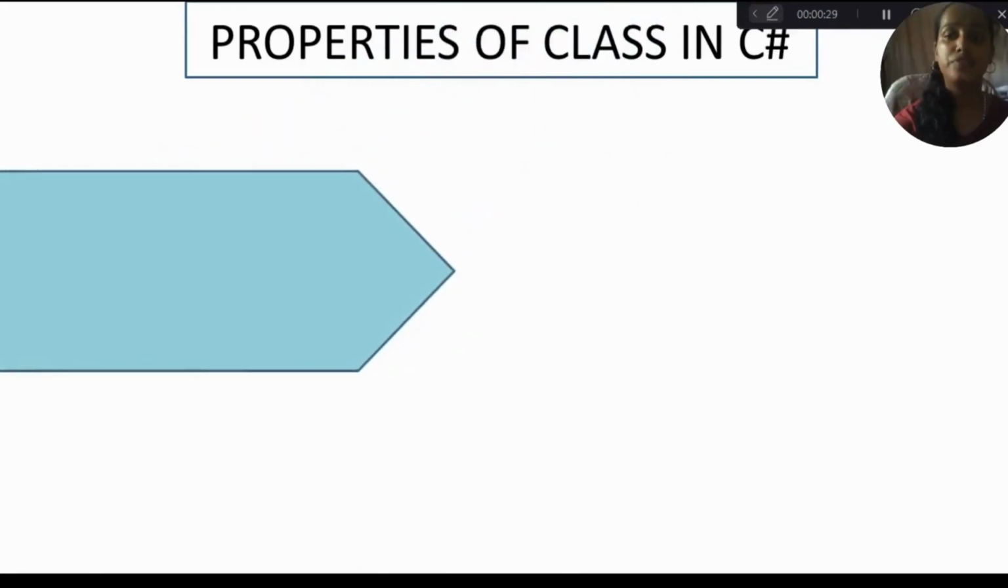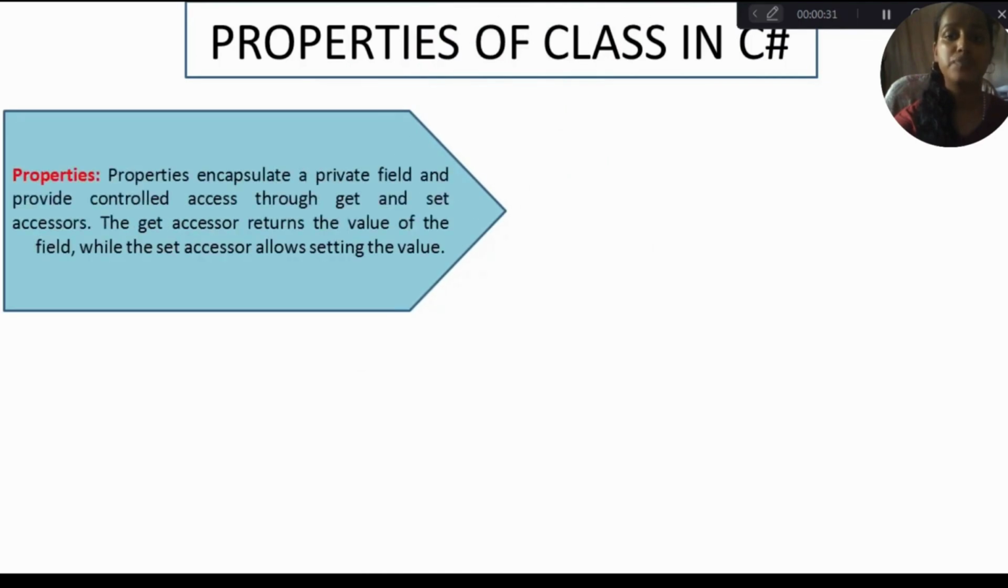Let's start with the first, that is properties. Properties in C# encapsulate a private field and provide controlled access through get and set accessors. The get accessor returns the value of the field, while the set accessor allows you to assign a value to it. This helps to protect the data and ensures it's modified in a controlled way. Let's understand this by example.